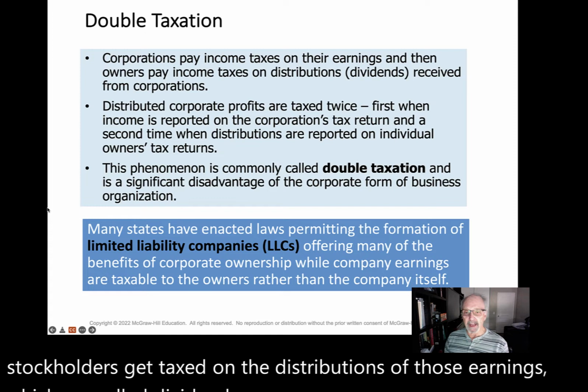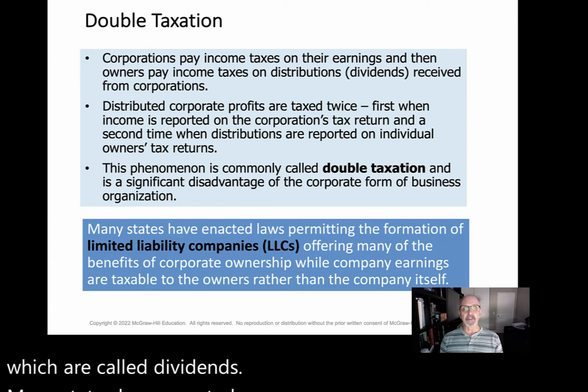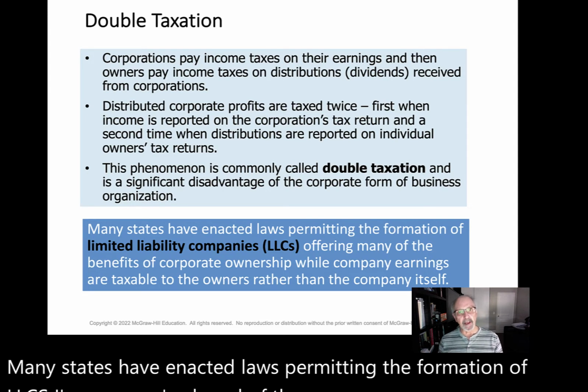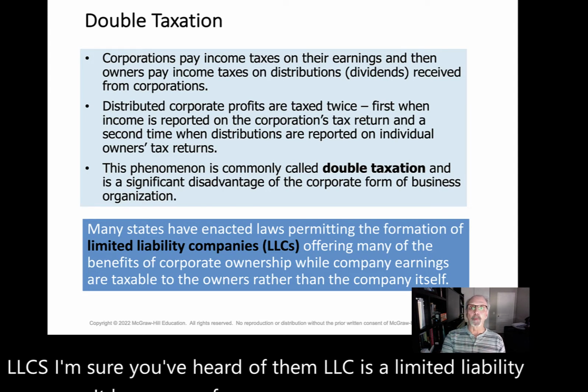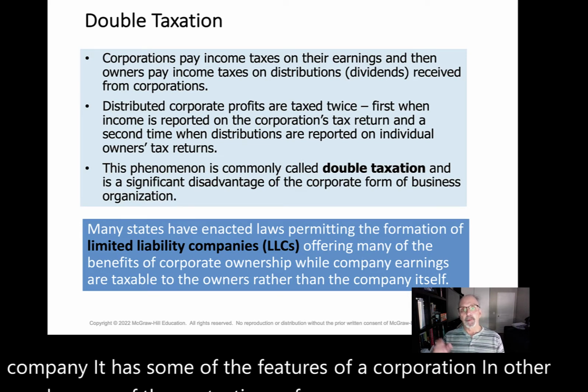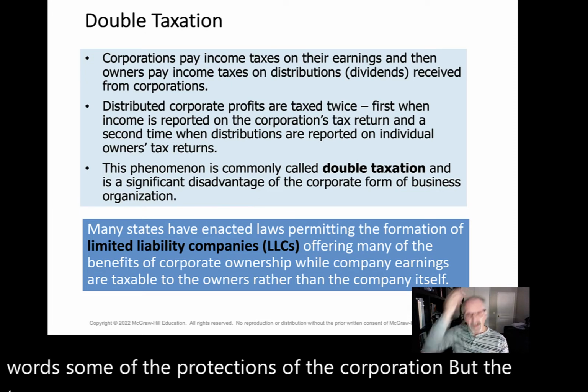Many states have enacted laws permitting the formation of LLCs. I'm sure you've heard of them. LLC is a limited liability company. It has some of the features of a corporation, in other words, some of the protections of the corporation, but the revenue rather goes directly to the owners.